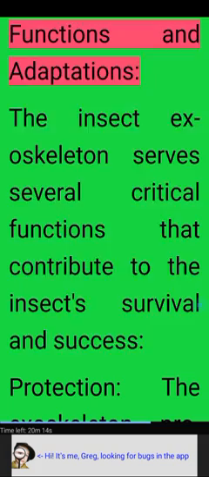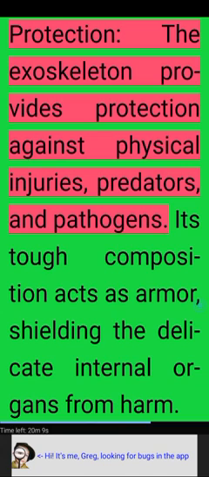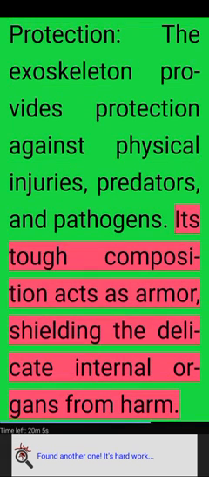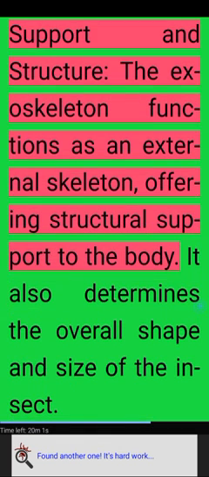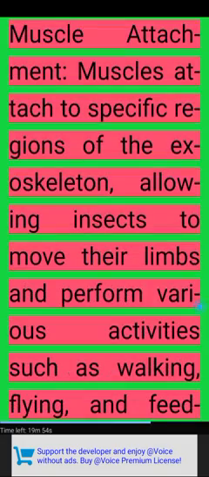Functions and adaptations. The insect exoskeleton serves several critical functions that contribute to the insect's survival and success. Protection. The exoskeleton provides protection against physical injuries, predators, and pathogens. Its tough composition acts as armor, shielding the delicate internal organs from harm. Support and structure. The exoskeleton functions as an external skeleton, offering structural support to the body. It also determines the overall shape and size of the insect.